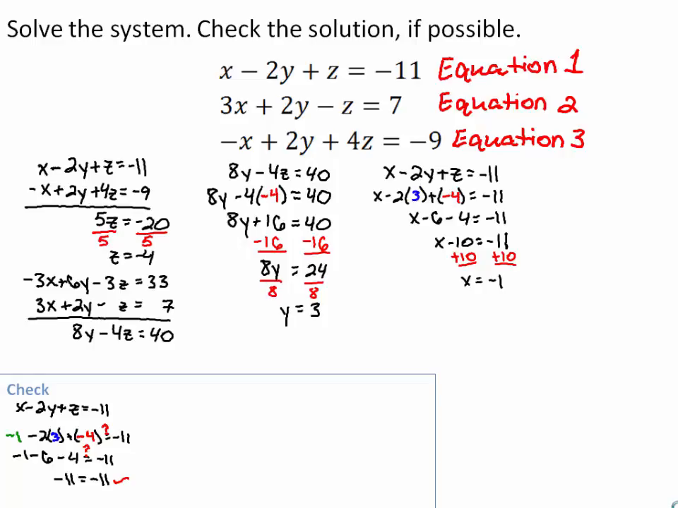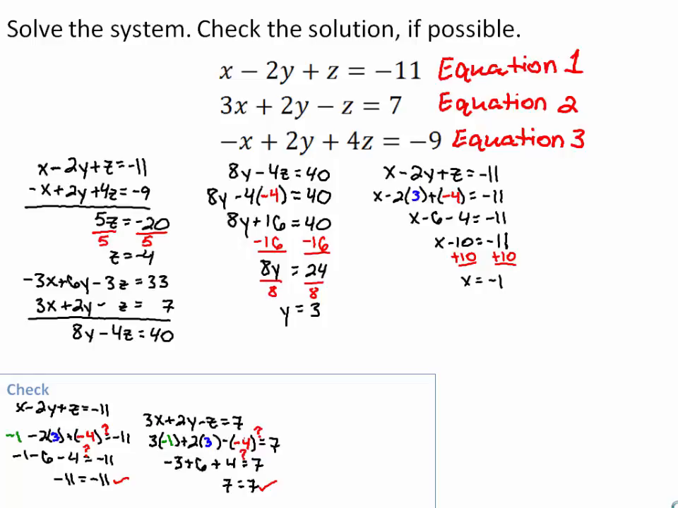Now substitute the solution into 3x plus 2y minus z equals 7. 3 times negative 1 is negative 3, 2 times 3 is 6, and subtracting negative 4 is the same as adding 4. Negative 3 plus 6 plus 4 is 7. Because 7 equals 7 is a true statement, x equals negative 1, y equals 3, and z equals negative 4 is a solution of the equation 3x plus 2y minus z equals 7.